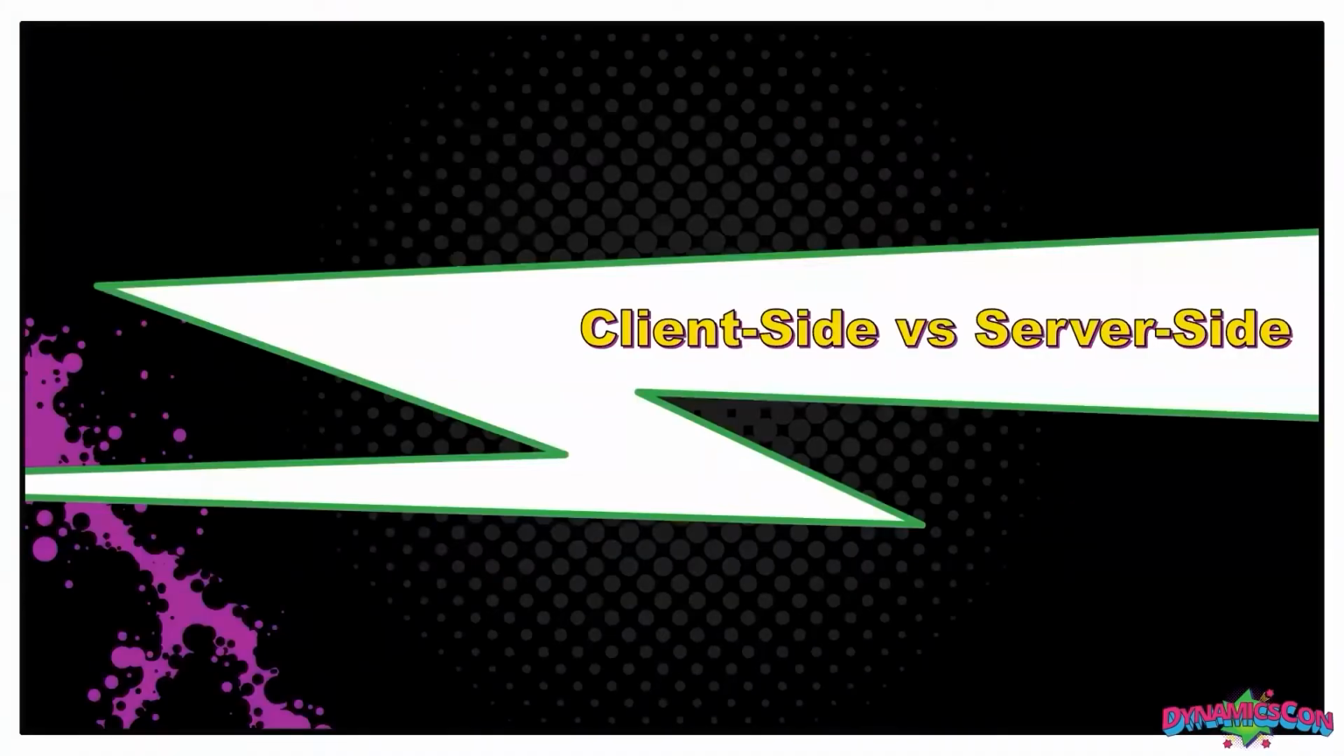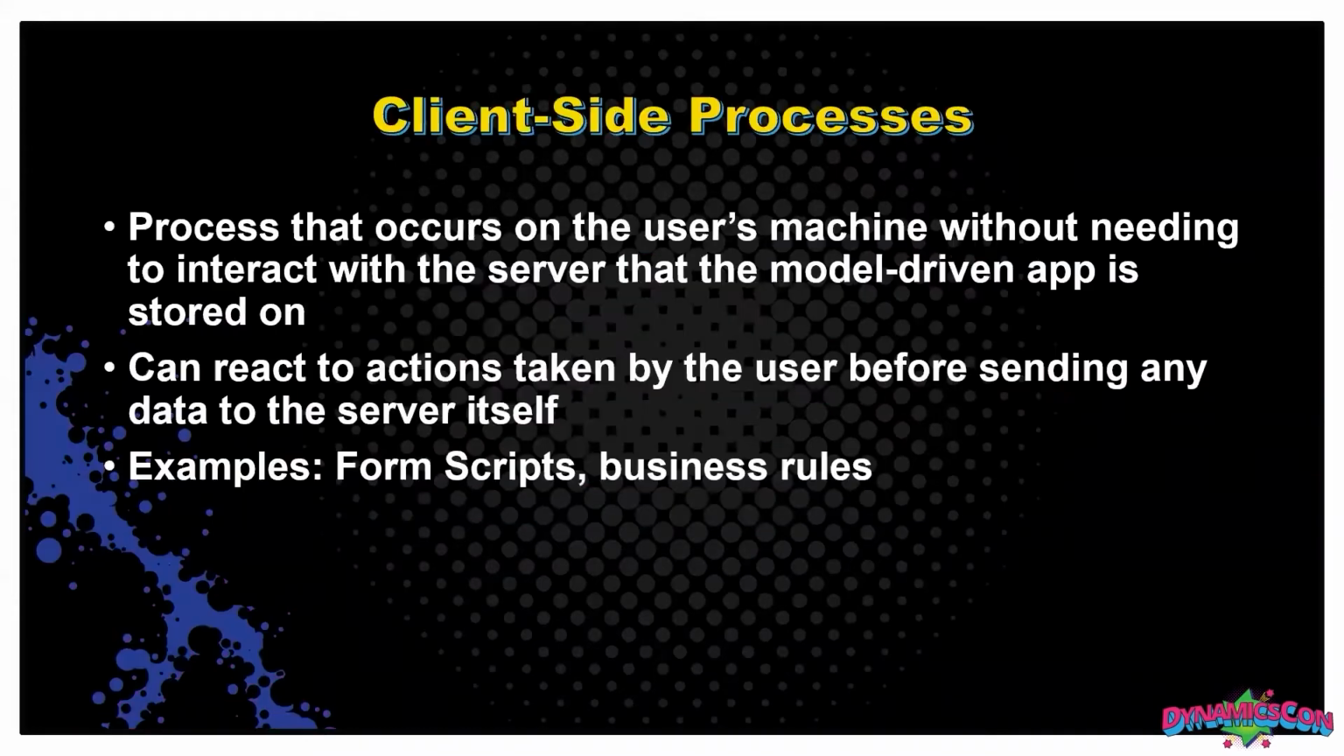Now we need to go over client-side versus server-side. Client-side processes are code that is run on the machine of the user. Because of this, client-side processes are able to execute and perform tasks without the user sending any requests to the server, such as saving a record. This makes them ideal for anything involving updates to the UI. The primary example of a client-side process covered in this presentation will be form scripts. Another example not covered are business rules.